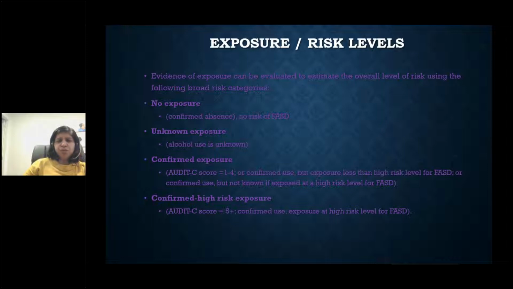So, how we score it is dependent on certain criteria, which I will tell you briefly. And the next one is the confirmed high risk exposure, in which there is 5 plus score, which means that the patient or the child will be at a very high risk of developing FASD if that kind of history of alcohol exposure is available.